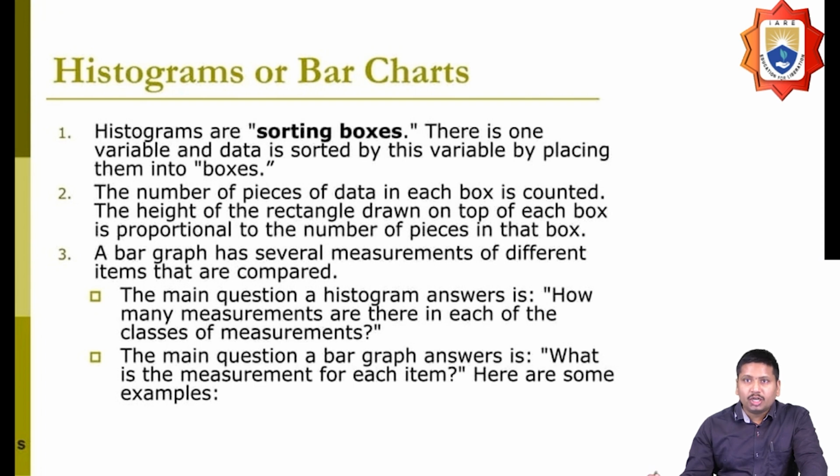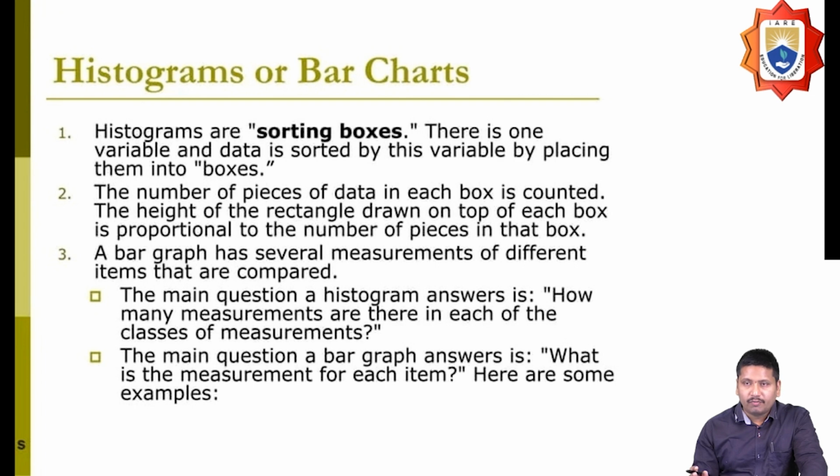Histograms are like sorting boxes, since there is only one variable and the data is sorted by placing it into the boxes. The number of pieces of data in each box is counted, and then the height of the rectangle drawn from the top of each box is proportional to the number of pieces in that box.